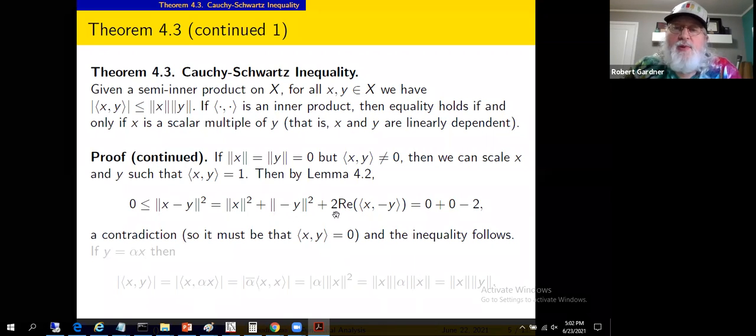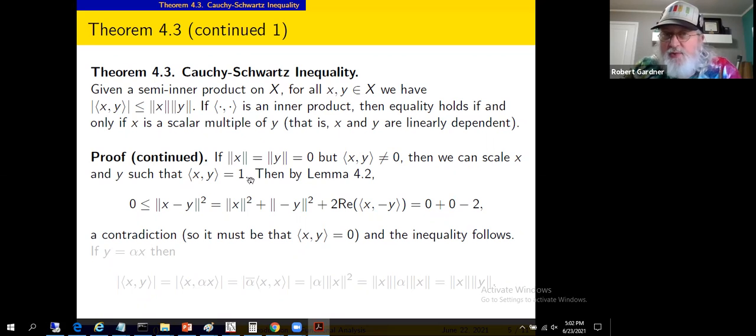That leads us to 0 plus 0 plus... We've scaled things in such a way that the semi-inner product of x and y equals 1. So we'll pick up a 1 from the inner product of x with y. The negative comes out again as it did in the previous argument. We've got the 2 up front. This simplifies to 0 plus 0 minus 2. And what we've got is 0 is less than or equal to negative 2. That can't hold. Actually, it must be the case that the inner product of x with y must be 0.